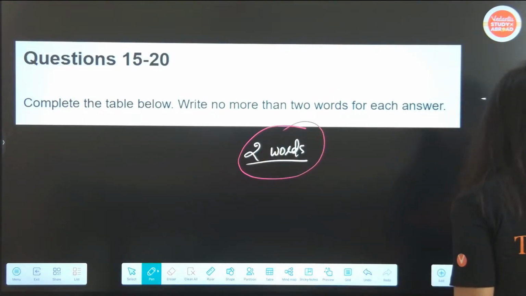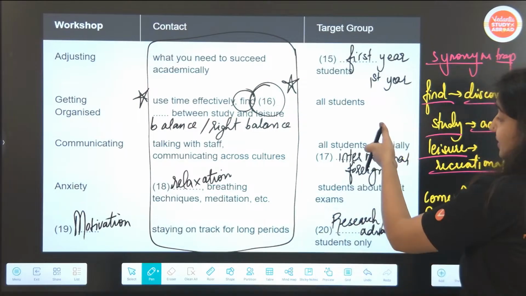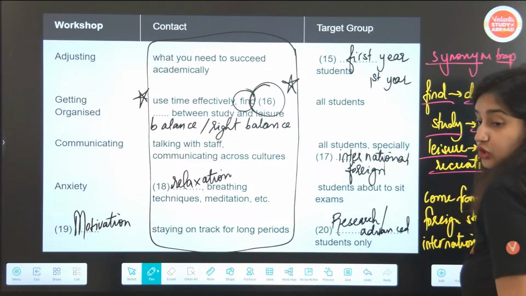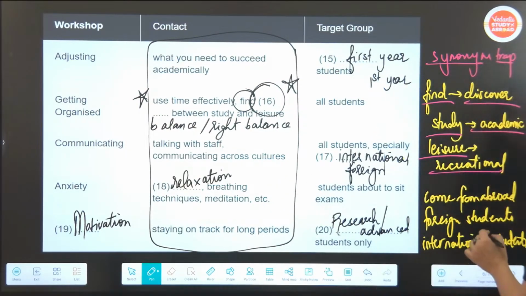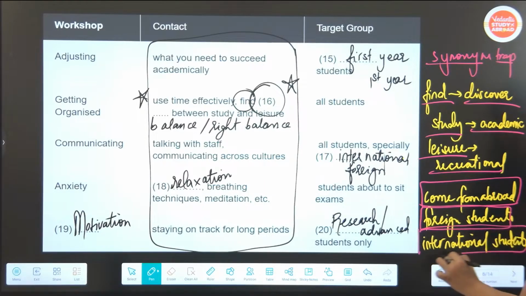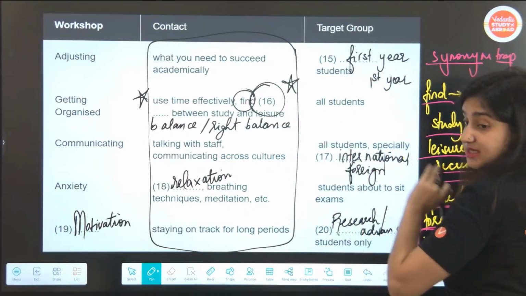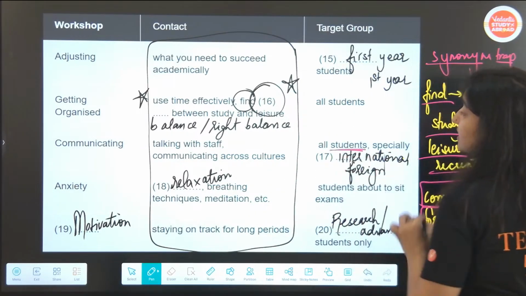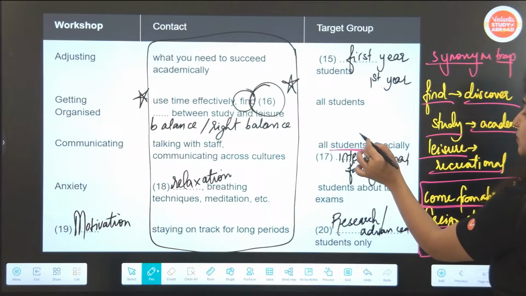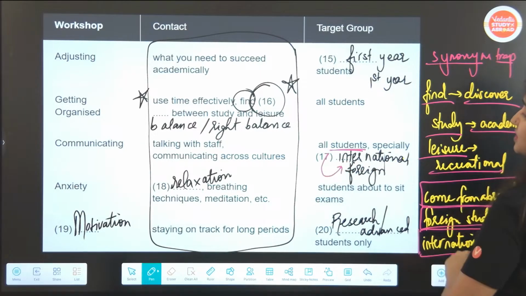2 words. Can you write students from abroad here? No. 2 other things were stated. So come from abroad, students from abroad, you cannot write because it's 3 words. Foreign students, international students, 2 words. On top of that, you don't have to mention the word students again because students is already written here. All students, especially international. So it is implied that you mean international students.